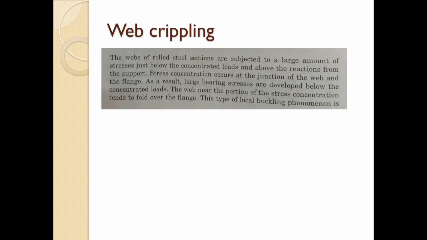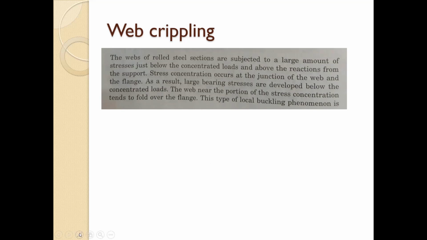Now the web crippling. The web of the rolled steel section is subjected to a large amount of stresses just below the concentrated load and above the reaction from the support. The stress concentration occurs at the junction of the web and the flange. As a result, large bearing stresses are developed below the concentrated load. The web near the portion of the stress concentration tends to fold over the flange. This type of local buckling phenomenon is known as web crippling.